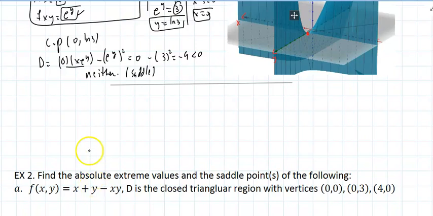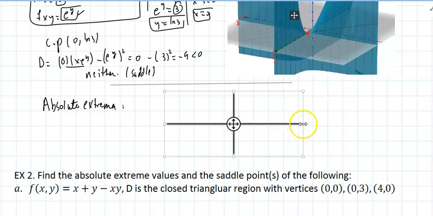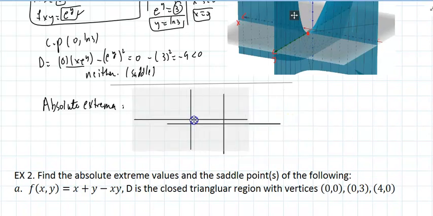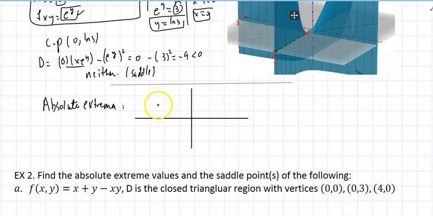Now, I want to talk about absolute extrema. Going back to my example in 2 dimensions, if I was to say I have the following graph, then calculus could figure this point out. That's where the derivative equals 0. That would be a minimum or a maximum.